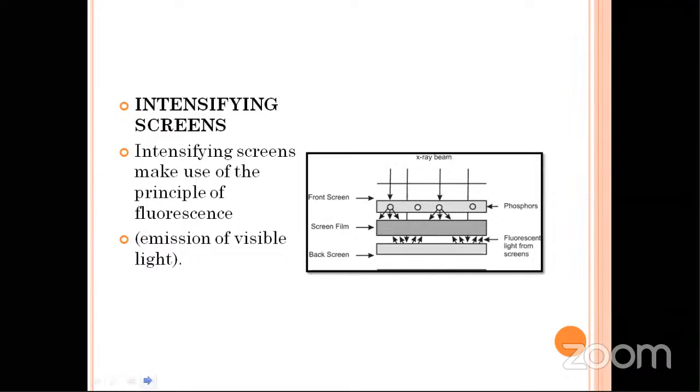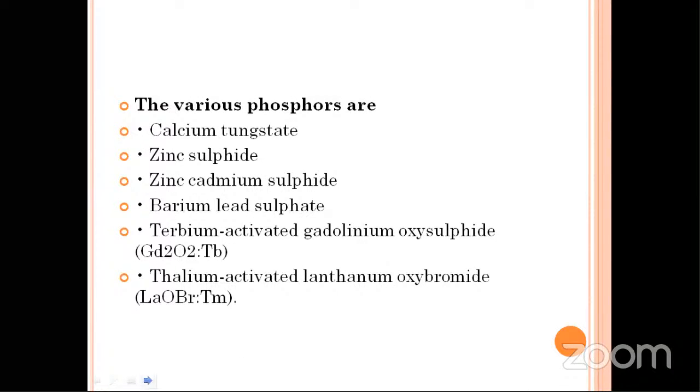Okay, so the materials used in the intensifying screens were calcium tungstate, zinc sulfide, zinc cadmium sulfate, barium lead sulfate, terbium activated gadolinium oxysulfate, and thallium activated lanthanum oxybromide. In recent days, the last two materials are most commonly used, but in the previous era, calcium tungstate was used. Nowadays they don't use calcium tungstate due to certain disadvantages, which we'll see in the coming MCQs.